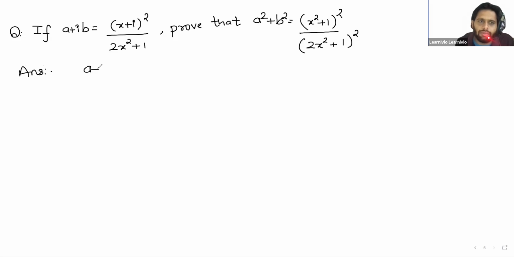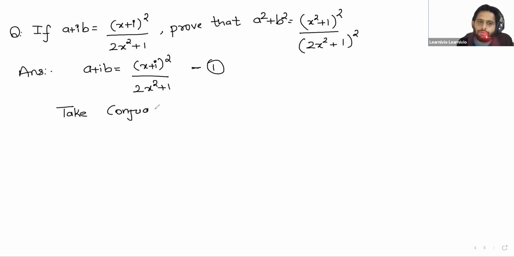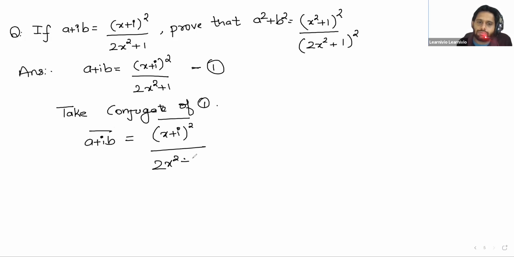So if we have a plus iota b equal to (x plus iota) whole square by 2x squared plus 1, okay, let this be the first equation. So what you will do, you will find the conjugate. Taking the conjugate of 1, what you will get: (a plus iota b) conjugate is equal to ((x plus iota) whole square) conjugate by 2x squared plus 1. Okay, or you can show that. Just take a complete bracket.